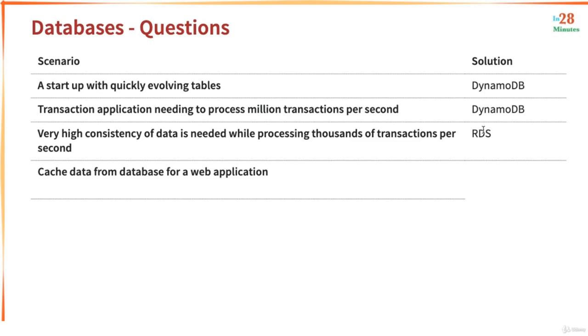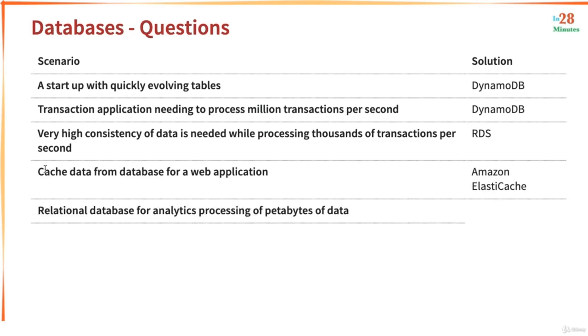The next question is caching data from a database for a web application. For example, let's say you want to cache data that is coming out of RDS and that's being used by a web application. We would go for a cache. So it's ElastiCache. And the recommended option, because you're just going to use a cache, and if it's a very simple cache, then you can go for ElastiCache with Memcached.